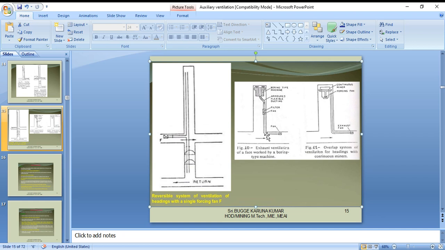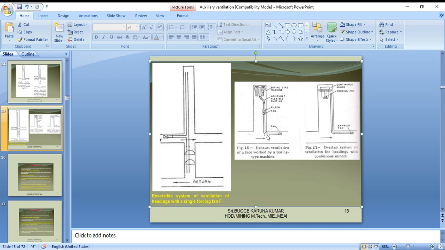In such cases, boring type missions, armored flexible ducting is there, a filter fan is there, the air is sucked, and that return connects through the duct into the return airway. This is one model. Another model is also there, the overlapping system of ventilation for a heading with a continuous miner system. When the continuous miner system is working, these are the two important ones.